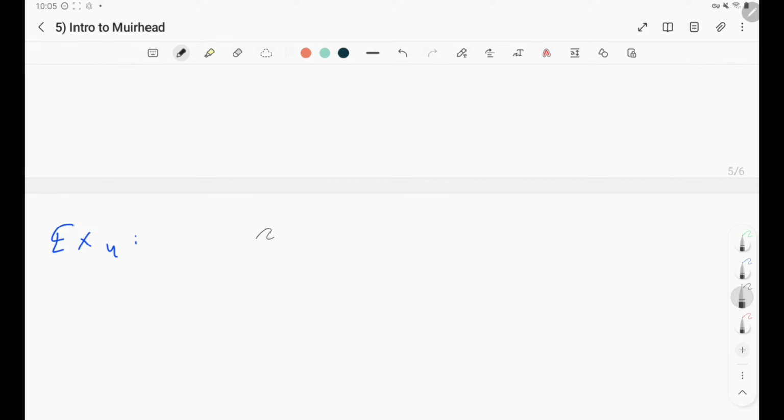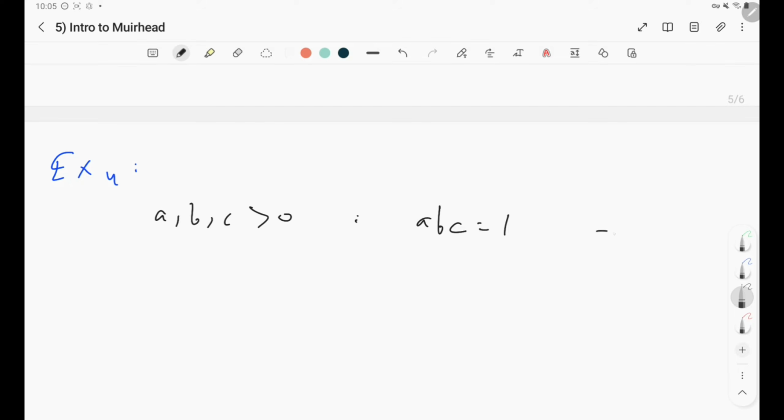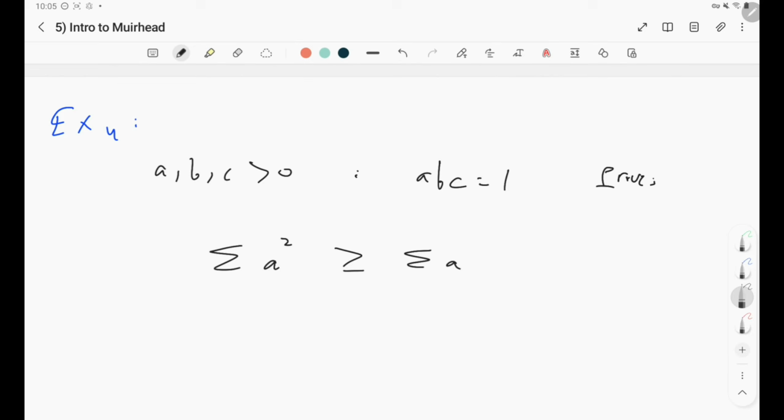Now they are also giving us 3 positive numbers, and they're telling us ABC is equal to 1, and prove sigma A square is greater than or equal to sigma A. Alright, so now we have some conditions. How can we deal with that?